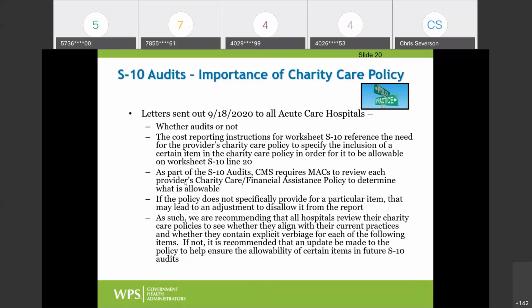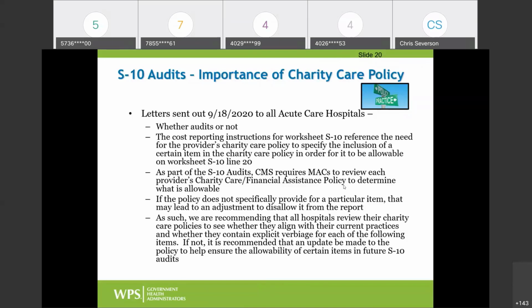It can't just be in their practice. It has to actually be in their written policy. And I will mention one thing that was just very recently stressed. It has to be specifically in a charity care or a financial assistance policy. It can't be included in something completely separate. It has to be somehow referenced in your charity care or financial assistance policy.